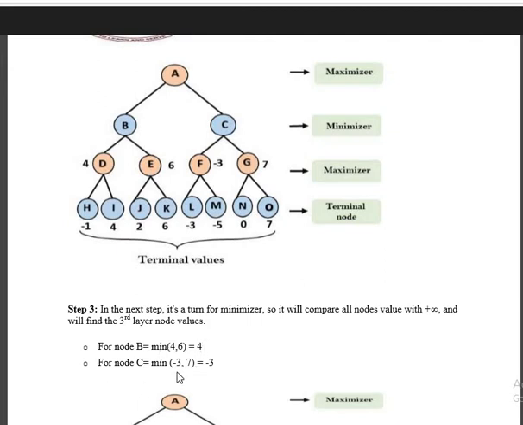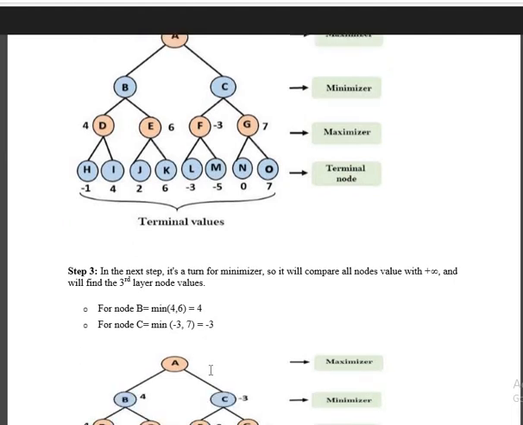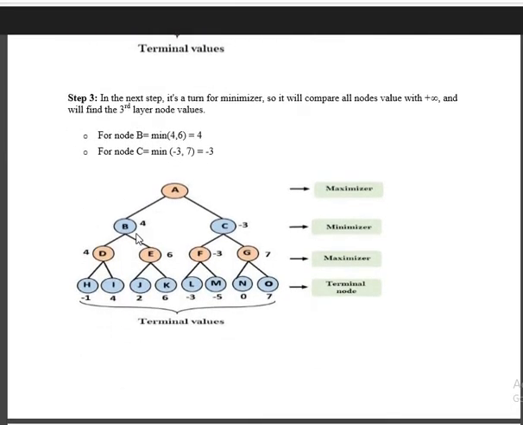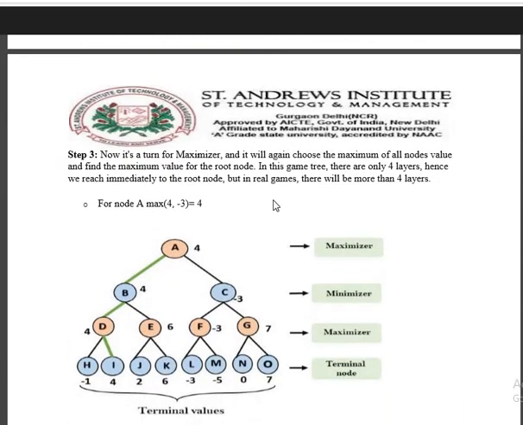For the node C, it has -3, and further the tree will look like this. And now the turn of the maximizer will be to choose the best possible value to complete the game level. There are only 4 players, hence we will immediately choose the root node for that.